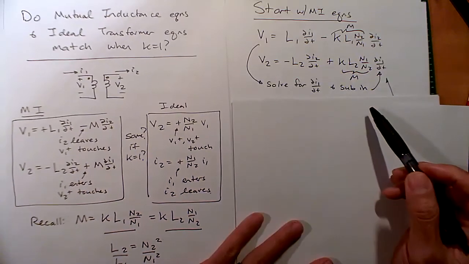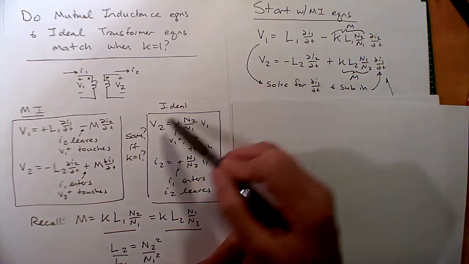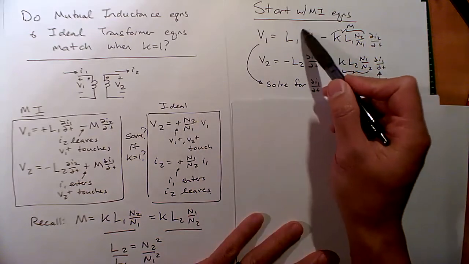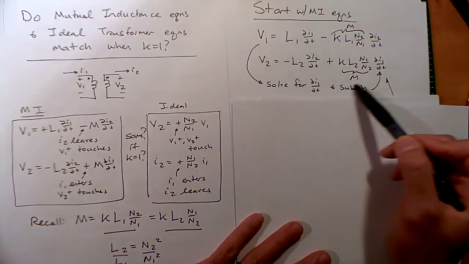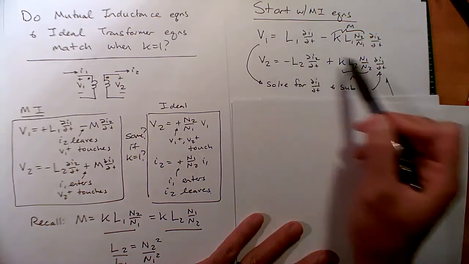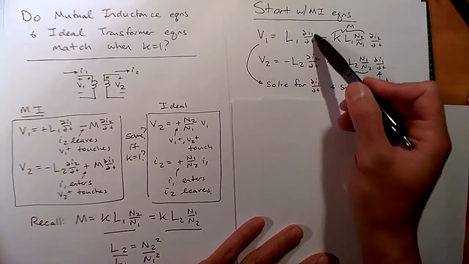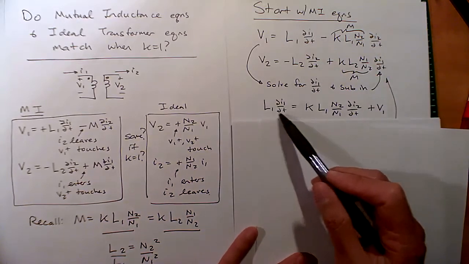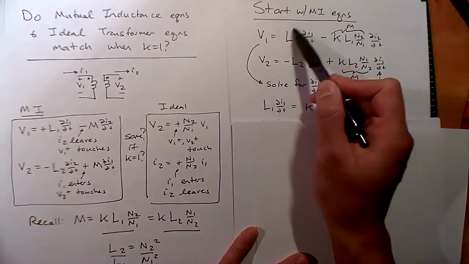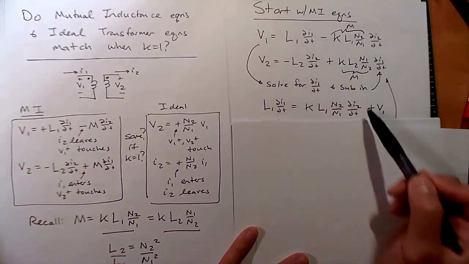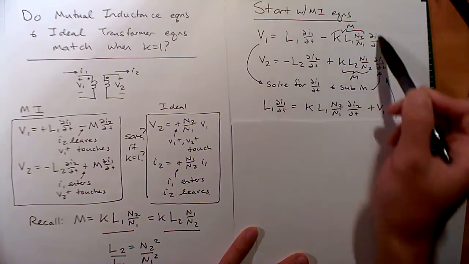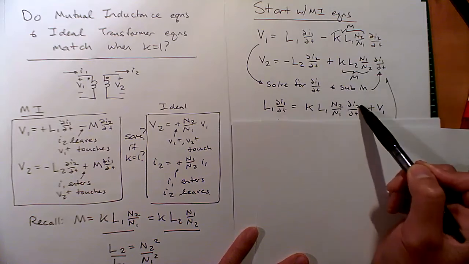And the strategy would be, well, I have V2 here and I want this V2. Could I solve for this term and then plug it into there so I get something in V1? Maybe these dI2s would cancel. Well, let's do it. So this term, dI1 dt, I could solve for this whole term by just bringing this over. So look at this, V1 plus this whole term, K L1 N2 over N1 dI2 dt.